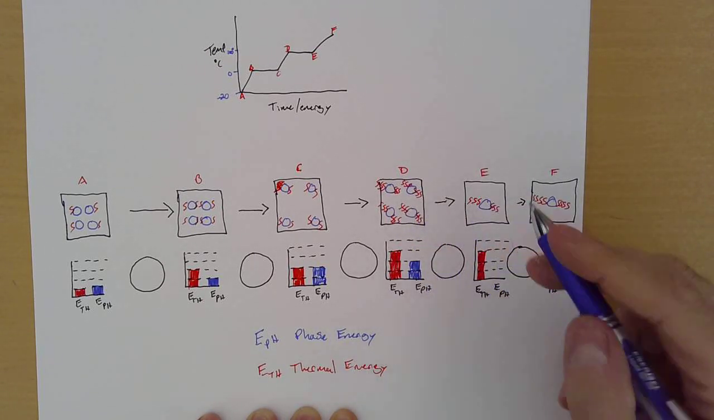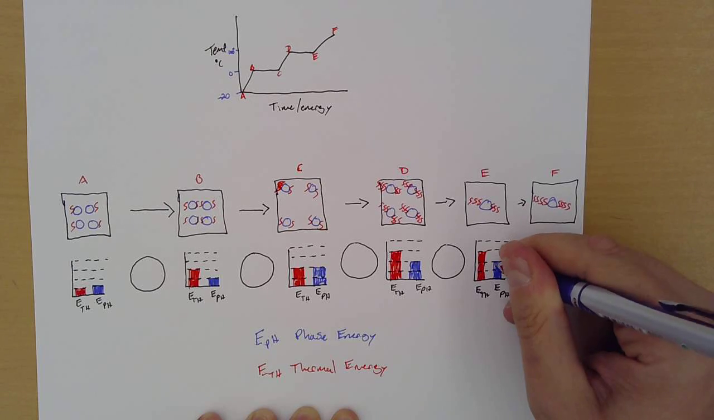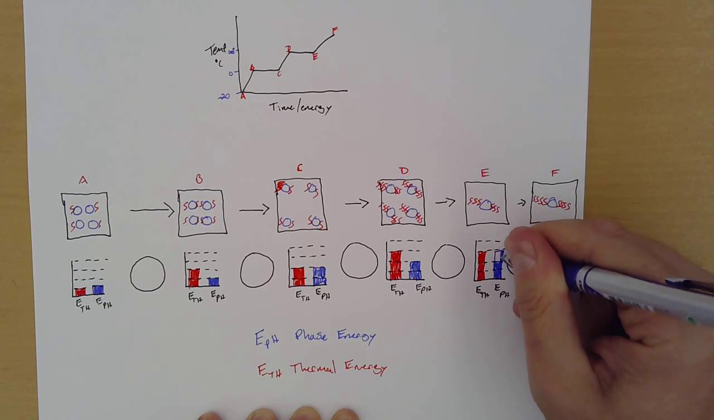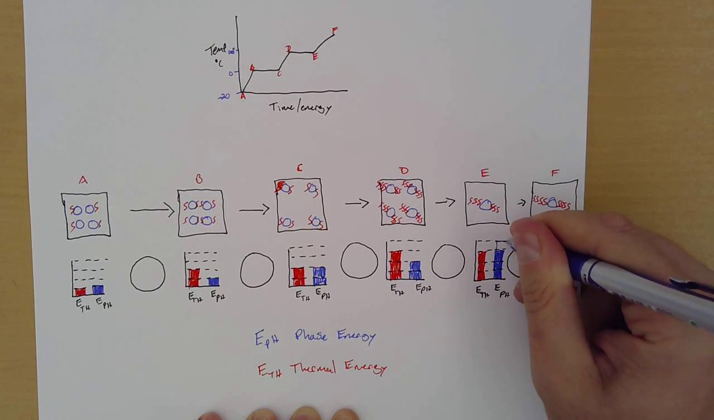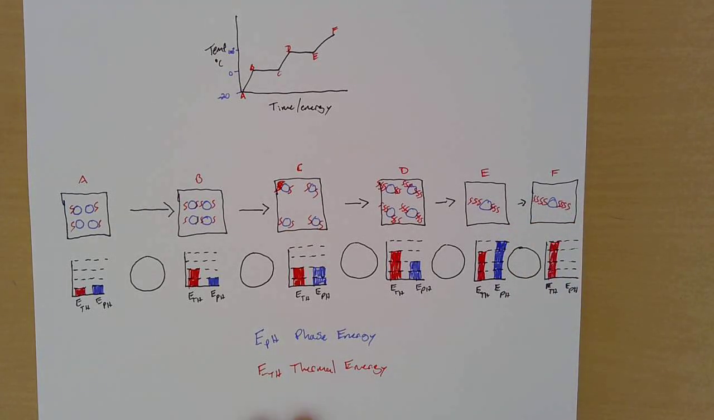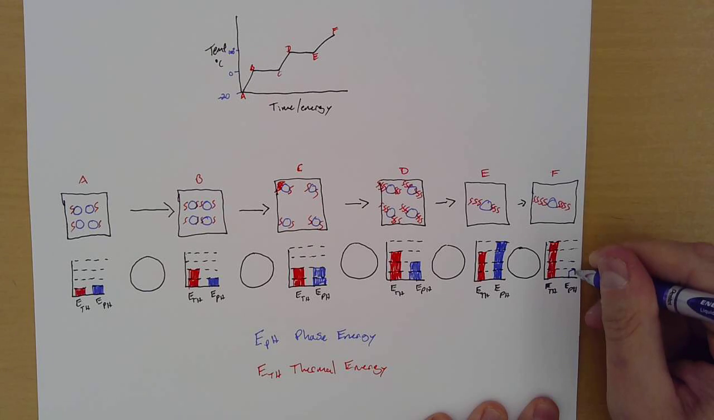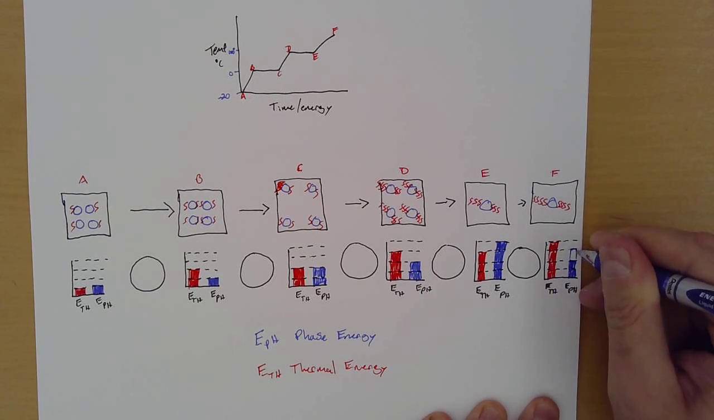But when I go from D to E, that's where things change. That's where we get more energy added in. And now to make it a gas, we have to add a lot of energy. So we're actually going to say that gases have 4 cubes. So gases always have 4. Liquids have 2. Solids have 1. And then in our last step here, we still have a gas. So we're going to have 4 cubes here.